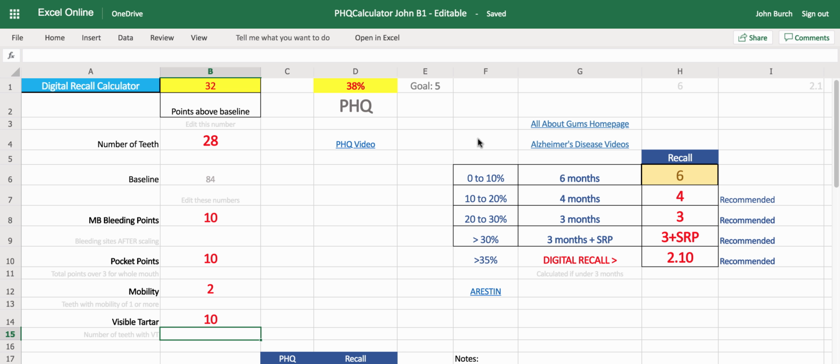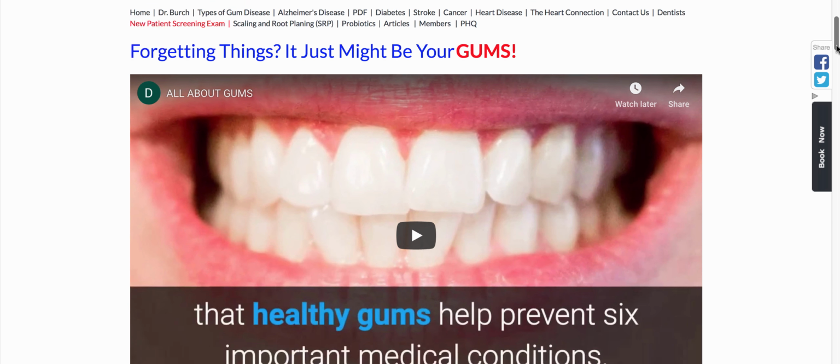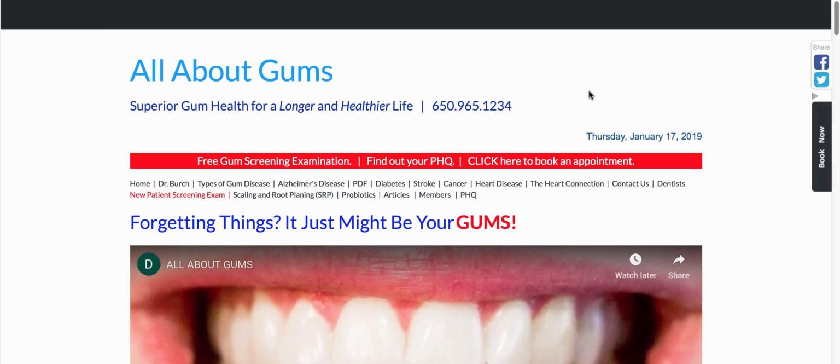So I'm going to start off here by showing you the All About Gums website. Here it is, and it's just a normal website, allaboutgums.com. There are a number of links up here, particularly Alzheimer's disease.